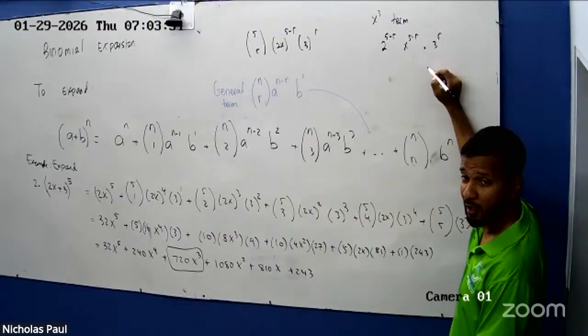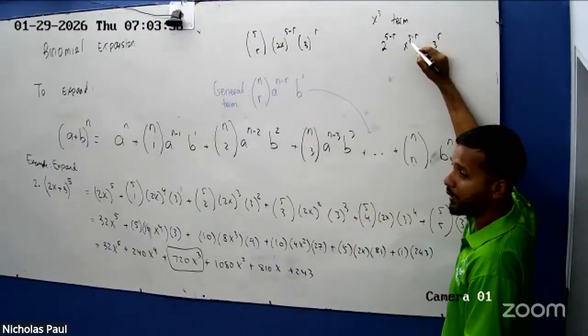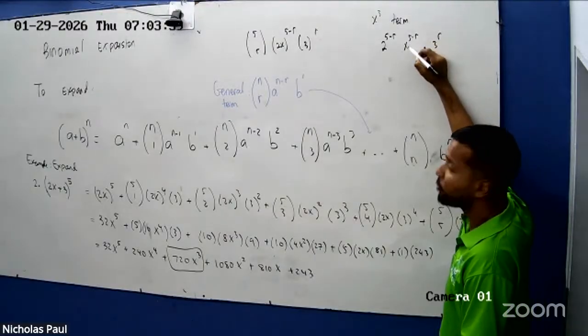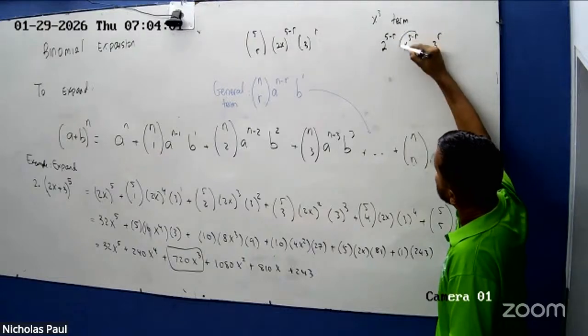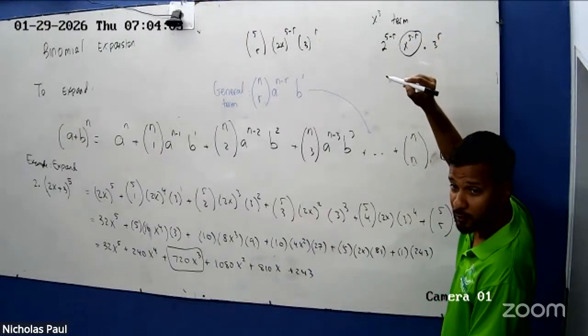That's okay? What controls x cubed here? What controls getting x cubed? This here, right? That's okay?